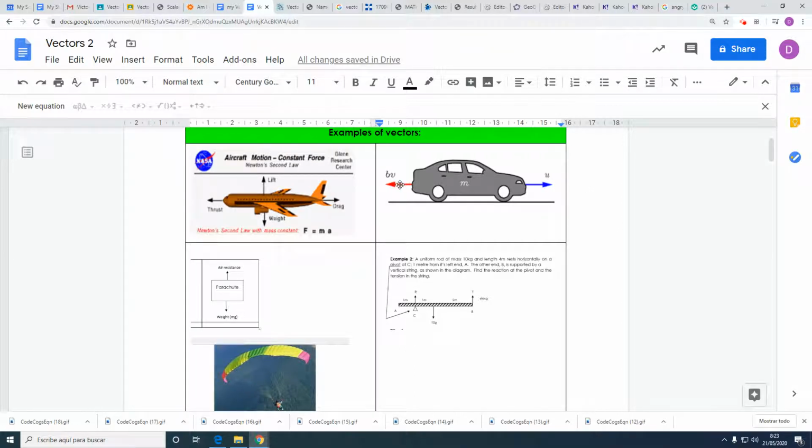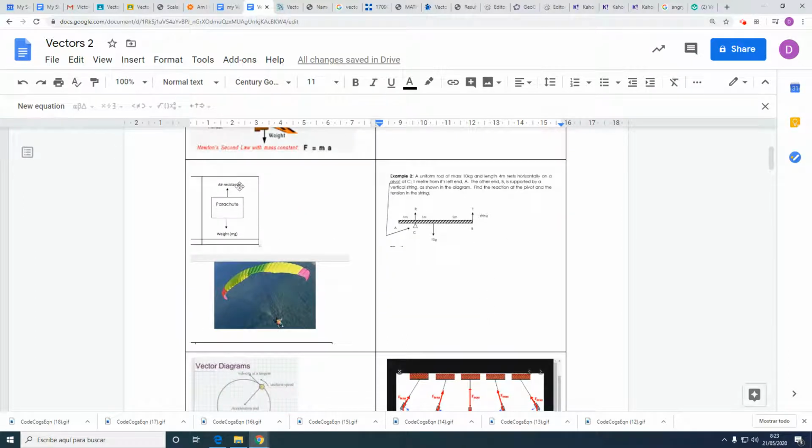But if B times V is bigger, a longer line, then the car will accelerate left or slow down going that way. The same is true with the parachute. If the weight is equal to the air resistance, it stops getting faster. And you can increase the air resistance by having a bigger parachute, which means you'll fall slower. If you had no parachute at all, the air resistance would be very little and you'd hit the ground very hard.